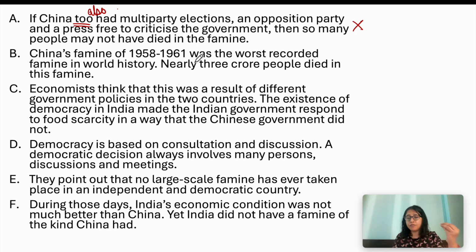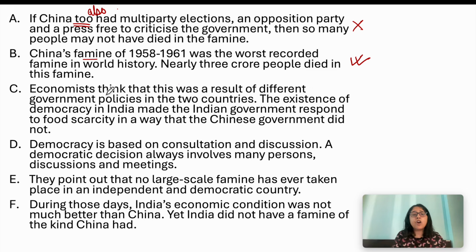Okay, next sentence B. China's famine of 1958 to 1961 was the worst recorded famine in world history. Nearly 3 crore people died in this famine. So famine means what? Shortage of food, shortage of production of food. So China had the worst famine in world history and 3 crore people died in this famine. So this sentence is an independent sentence. This can be your first sentence.